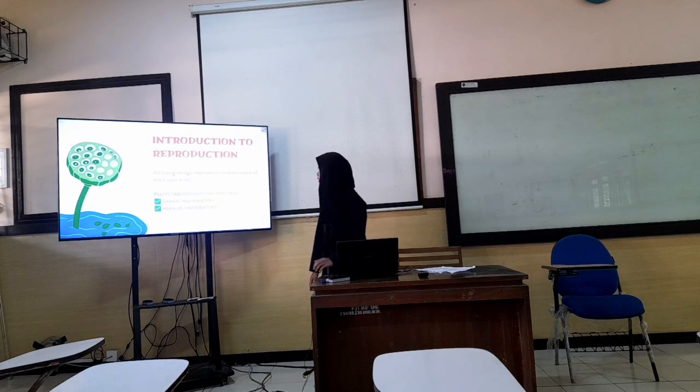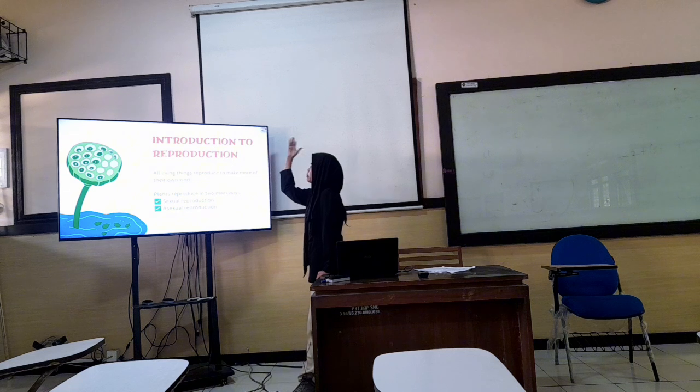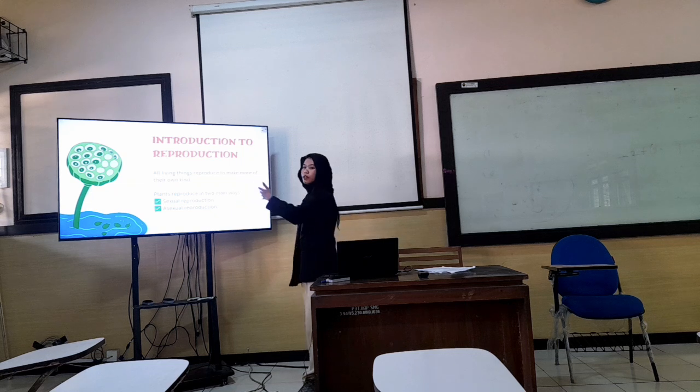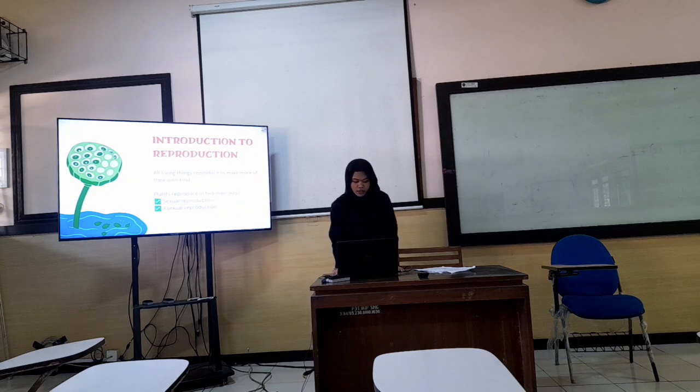Okay, so reproduction in plants. Here, the introduction to reproduction. All living things reproduce to make more of their own kind. So, just like humans, plants also reproduce. But in plants, we have two main ways. The first one is sexual reproduction, and the second one is asexual reproduction. Just like humans have sperm and eggs, plants also have them, but in the flower.